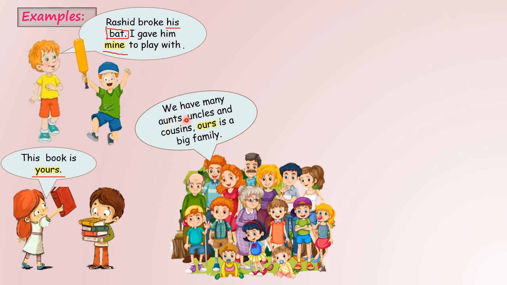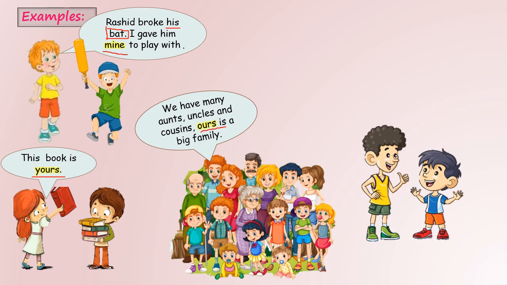We have many aunts, uncles and cousins. Ours is a big family. Now again, children, ours is a possessive pronoun. Why? Because after this there is no noun. Okay, this ours means hamari. Yes, so this is possessive pronoun. Now see the next example.